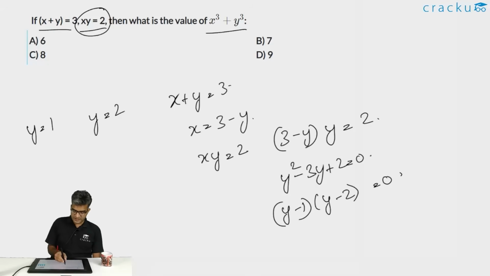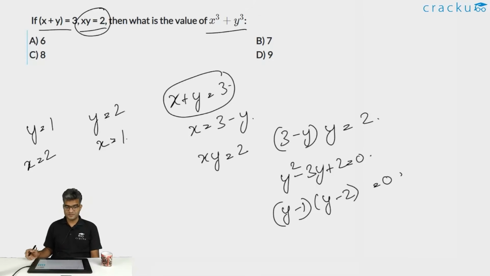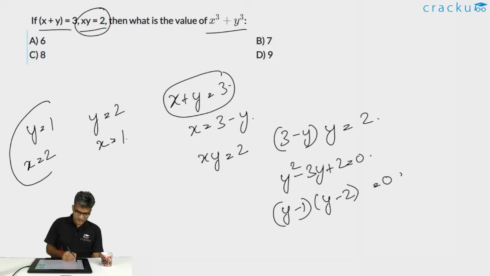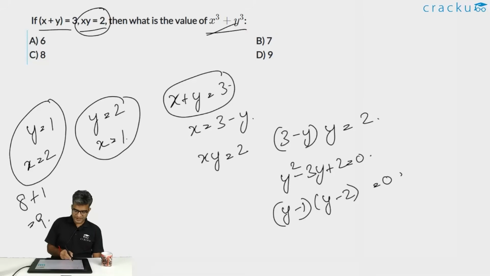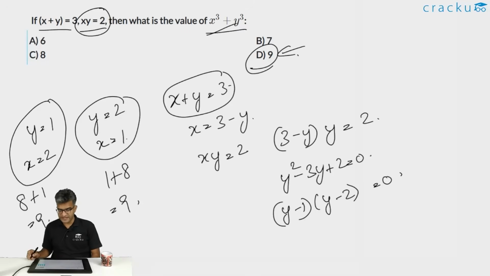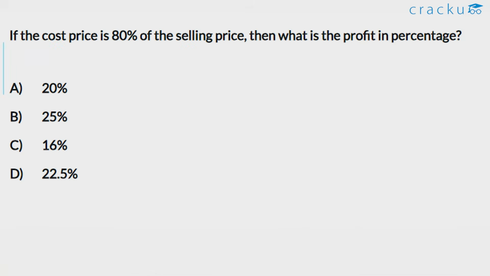If y is 1, the value of x is 2. If y is 2, the value of x is 1. These are the two cases that are possible. In the first case, what is the value of x³ + y³? That will be 2³, which is 8, plus 1, this is 9. In the second case, the value will be 1 plus 8, which is again 9. So in both the cases, the value is 9. So the correct answer is option D, which is 9.